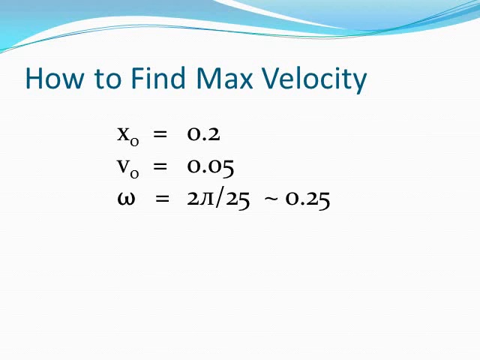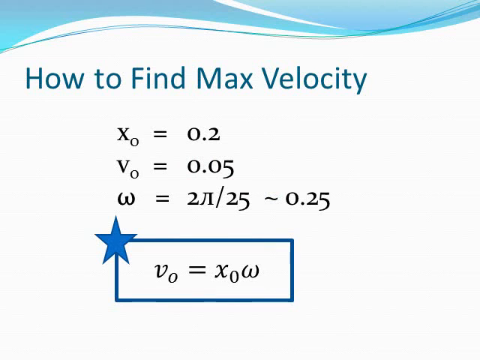Hopefully there's a faster mathematical way, and there is. If you look at these values here, the maximum displacement and omega. Omega is around 1/4 or 0.25. Maximum displacement is 0.2. How can I combine these two numbers to get 0.05? Well, if I multiply them, 1/4 of 0.2 is 0.05. So it turns out that the maximum velocity is equal to the maximum displacement times the angular frequency, or v naught is equal to x naught times omega.